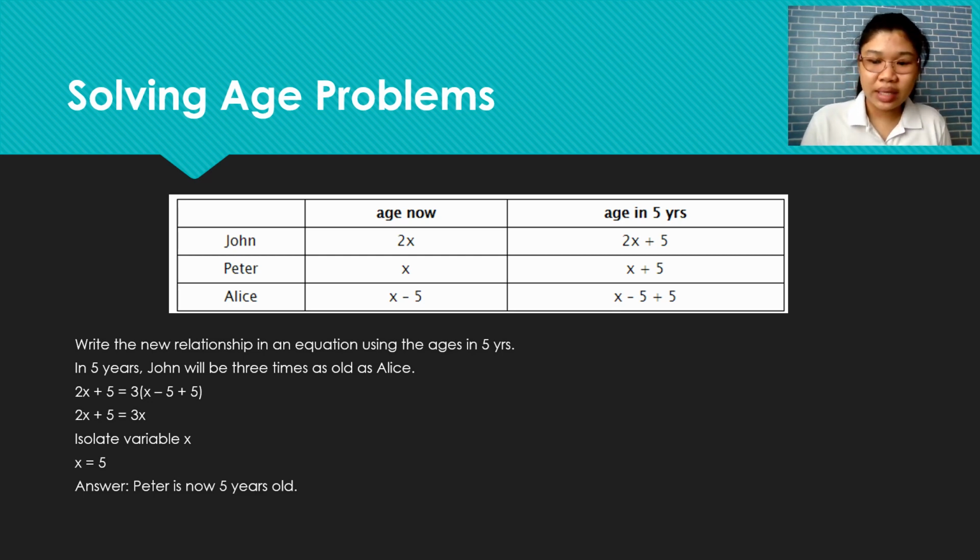And then transpose 2x to the other side. 3x minus 2x is equal to 5. So we have x is equal to 5, and x is Peter. We have Peter is now 5 years old.